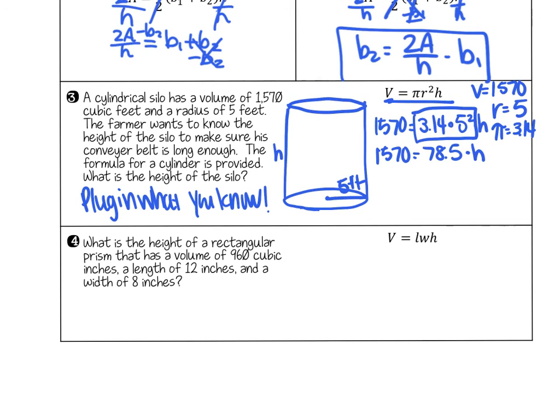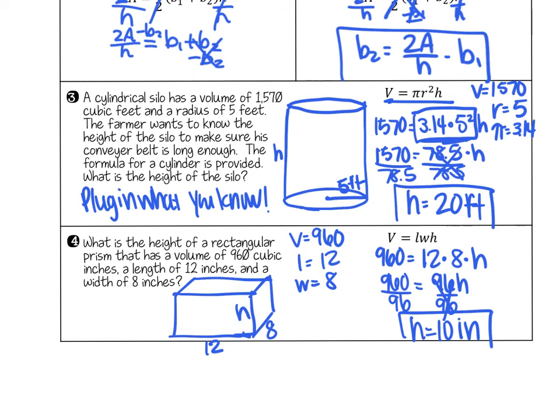Times H. So if I want to get H by itself, I now divide by 78.5. So remember, I had to simplify this 3.14 times 5 squared first. Okay, and now to divide, that gives me a height of 20 feet. Okay, go ahead and pause and you guys try 4. Okay, hopefully you're checking your answer and you got a height of 10 inches.